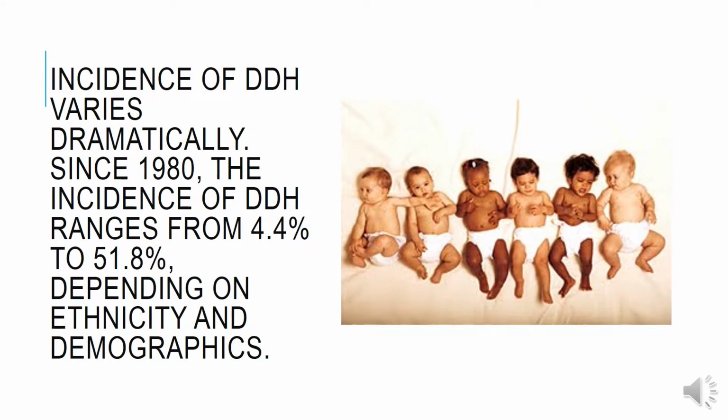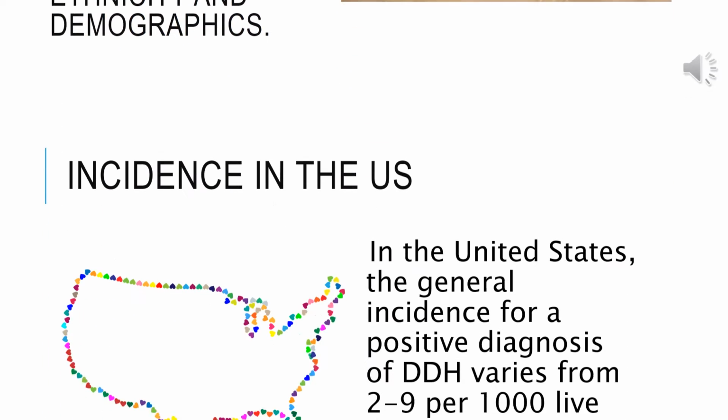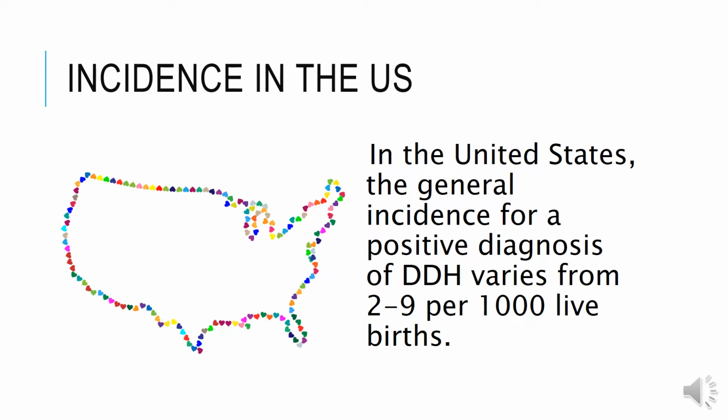Incidence varies dramatically. Since 1980, the incidence of DDH ranges from 4.4% to 51.8%, or 4.4 to 51.8 of every 100 births, depending on ethnicity and demographics. In the U.S., the general incidence for a positive diagnosis of DDH varies from 2 to 9 per 1,000 live births.